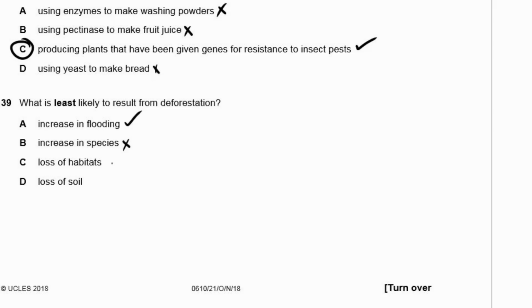Is it the loss of habitat? Yeah, you're likely to have lots of loss of habitats. Loss of soil, yep, as you cut down the forests, then the wind can blow the soil away as there's nothing really holding it in place. So the answer is B. That's the one that's least likely to result from deforestation.